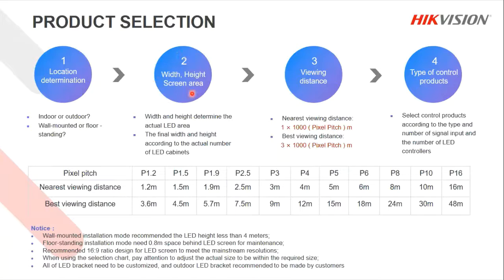The second one is the width and the height of the screen area. How big do you want this thing to be? Width and height determine the actual LED area. So if we know it's going to be 5 meters by 3 meters high or whatever, then we can work out the amount of LED blocks that we need. The final width and height depends on the actual number of LED cabinets, as I just mentioned.